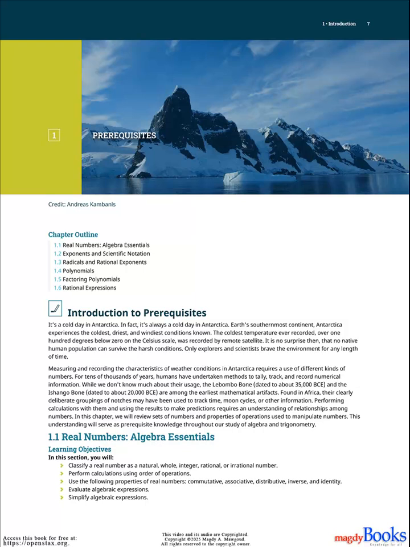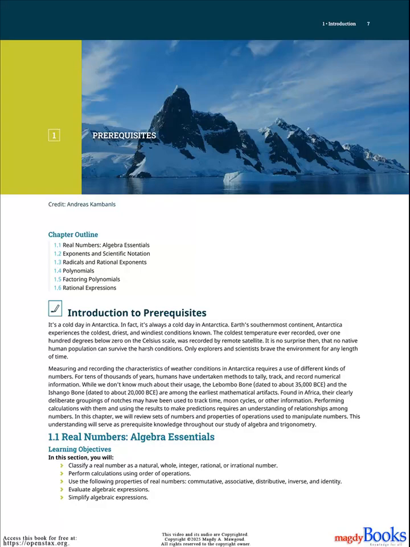Section 1.1, Real Numbers. Algebra Essentials. Learning Objectives. In this section, you will: 1. Classify a real number as a natural, whole, integer, rational, or irrational number. 2. Perform calculations using order of operations. 3. Use the following properties of real numbers: commutative, associative, distributive, inverse, and identity. 4. Evaluate algebraic expressions. 5.